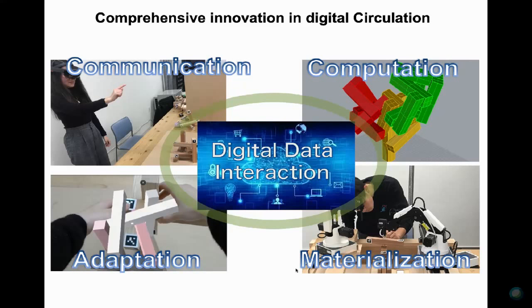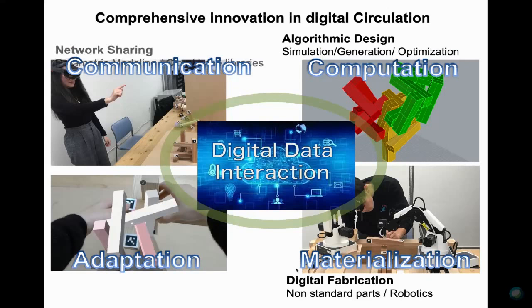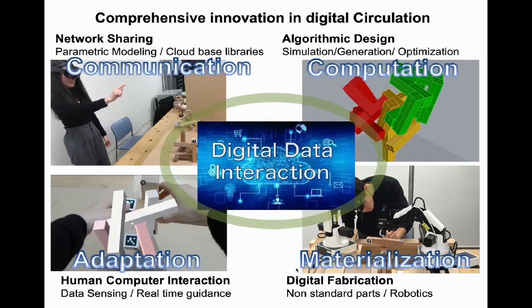right. Then comprehensive innovation in digital fabrication gives us a great chance to achieve all of these: the communication, the computation, the materialization, and the adaptation. So not only using an algorithm for design, but also using more things. It frequently solves a lot of issues.